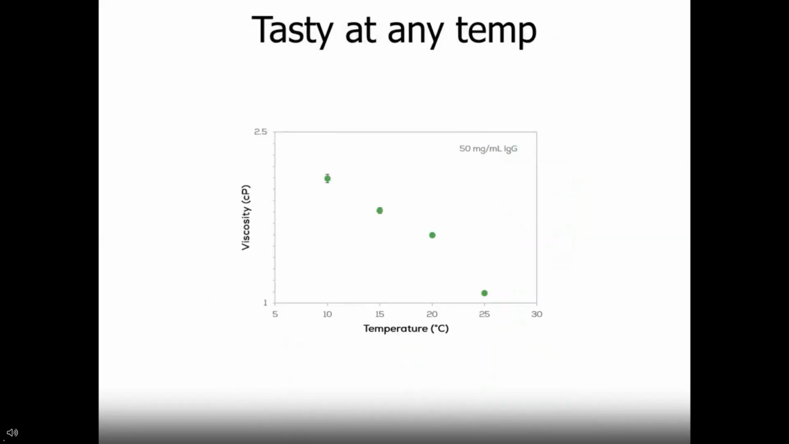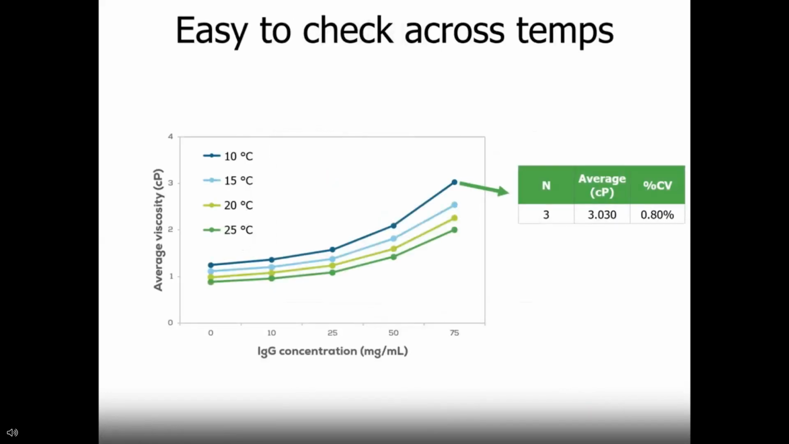And because Honeybun can run things at any temperature, you can get your viscosity data at that range of temperatures as well. So here we're showing a really quick and easy experiment where we've taken a single concentration of our favorite IgG sample and run it at 4 different temperatures to understand how viscosity changes across temperature. But where Honeybun really shines is the ability to do both temperature control and high throughput experiments with very precise viscosity data.